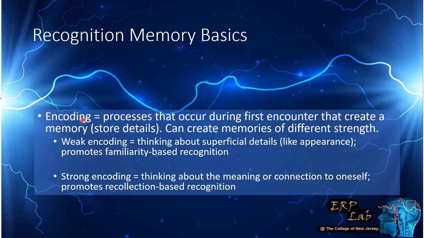We can also manipulate the degree to which you have familiarity-based or recollection-based recognition by changing the encoding processes. So this just refers to the processes that are happening when we first encounter the information, and they create the memory trace. And we could have weak encoding, where you're thinking about sort of the superficial details. In this case, you would have more familiarity-based recognition, or you could have strong encoding, where more information is bound in memory, and you have more recollection-based recognition.